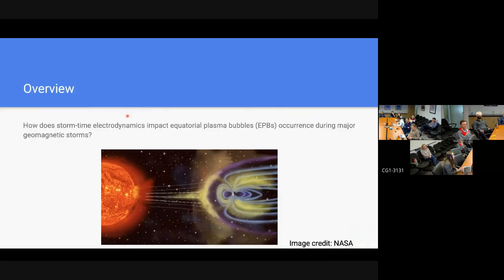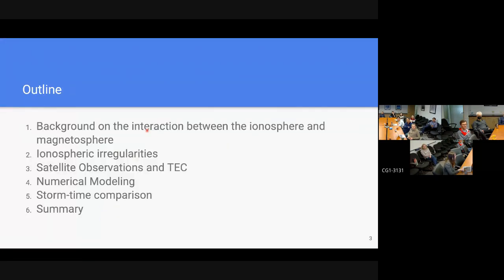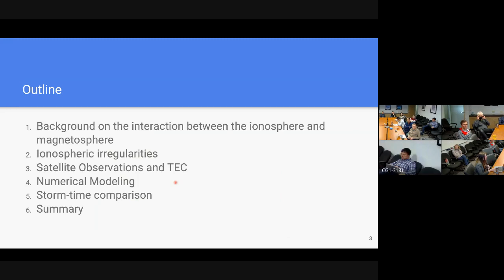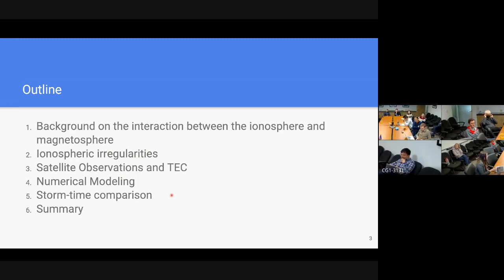Okay, so the central question of my talk today is, how does storm time electrodynamics impact equatorial plasma bubble formation during major geomagnetic storms? I'll start with some background on the interaction between the ionosphere and the magnetosphere. Then I'll talk about equatorial plasma bubbles, since that's the ionospheric irregularity that I'm focusing on. Then I'll talk about the observations I use to look at the plasma bubbles, and the numerical modeling that we use for comparison, and then the results themselves from the model-data comparison, and give a summary.